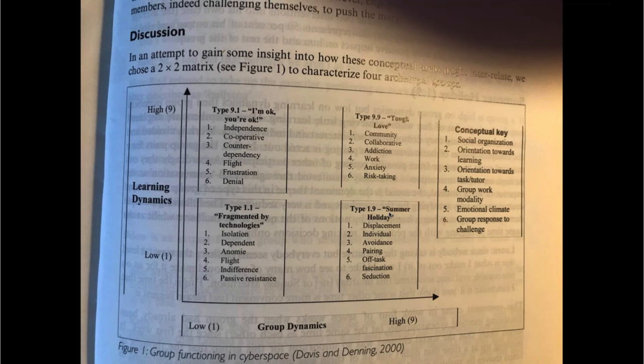And we came up with this model to describe some of the challenges associated with online learning. So on the right-hand side, you can see over here, we have a conceptual key that talked about social organization and the expectations that people had of the online learning environment being social. A general orientation towards learning, whether people were well motivated or only motivated by the demand for or the desire for a qualification, or perhaps because they had to do something, think mandatory learning type environments.